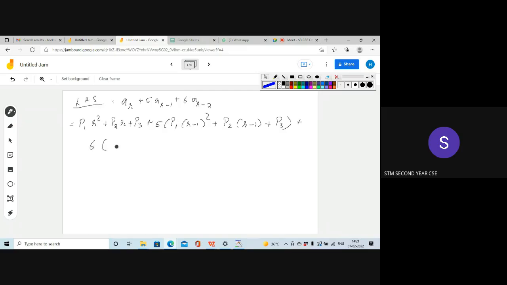We have written what is A_(r-2) earlier, that is P1 into (r minus 2) the whole square plus P2 into (r minus 2) plus P3. So we are going to solve this LHS alone, and we have to collect all the r square terms, r terms and constant terms together, because we have to compare it with the right hand side.